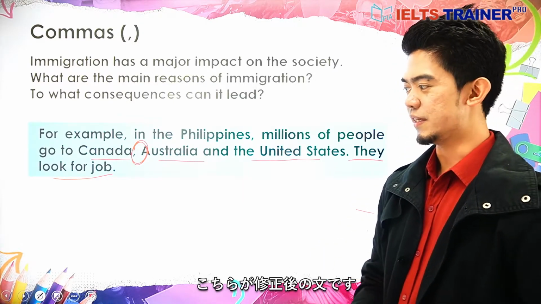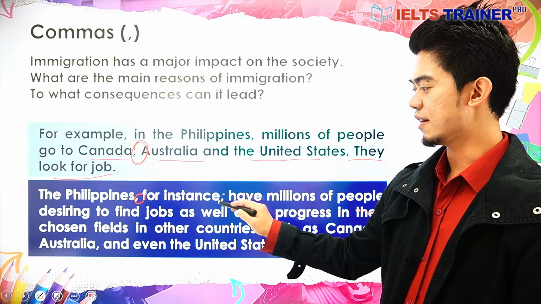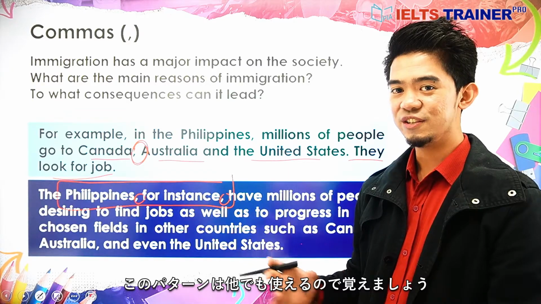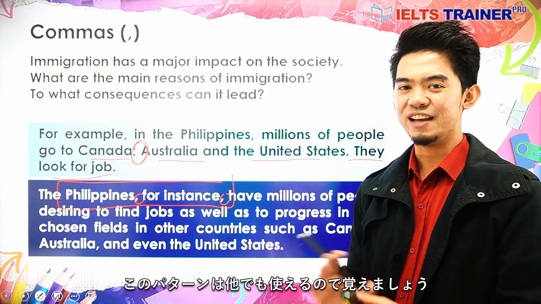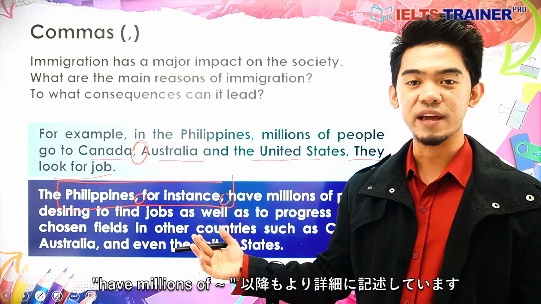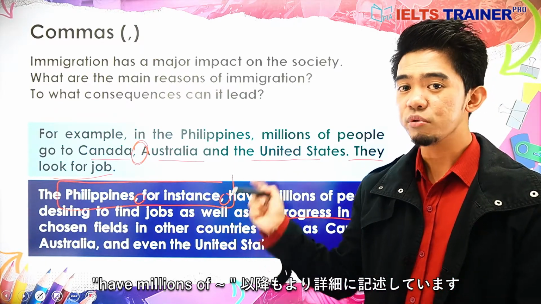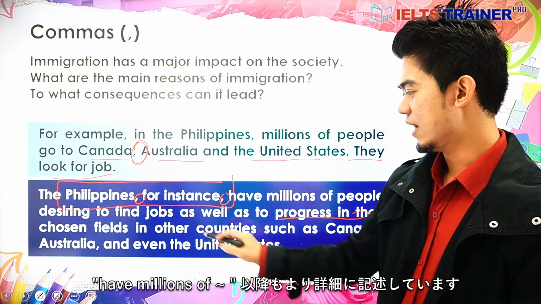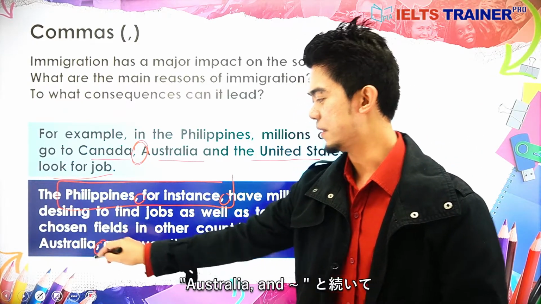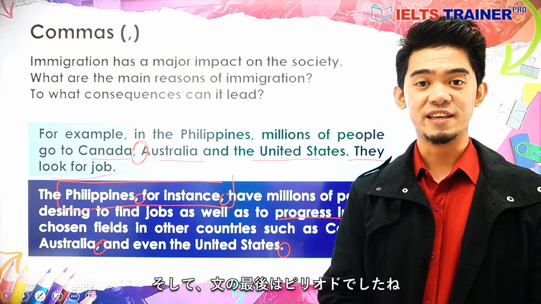So to improve this one, we could actually just say the Philippines, comma, for instance, comma. Well, this is a style. You could actually use this kind of structure to show that you could have your own style there. Have millions of people desiring to find jobs as well as to progress in their chosen fields, putting another detail there. In other countries such as Canada, comma, Australia, comma, and even the United States. And don't forget our full stop or our period here.